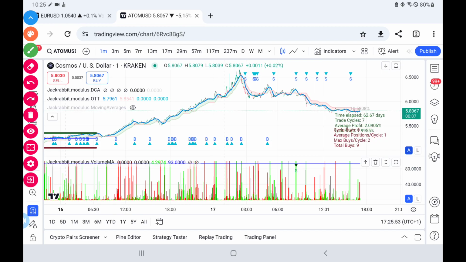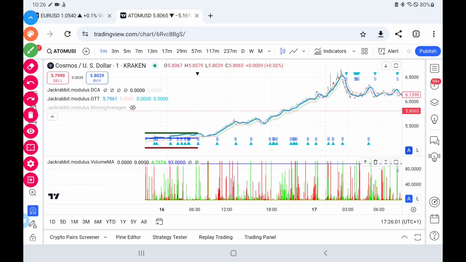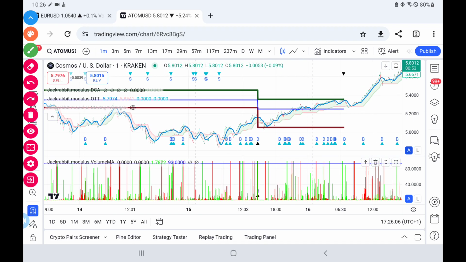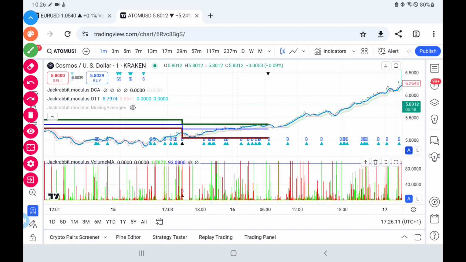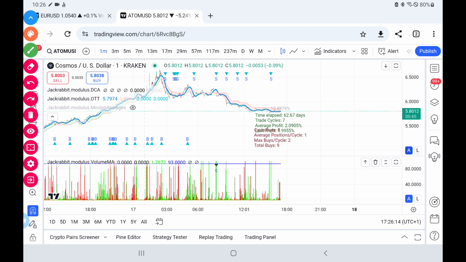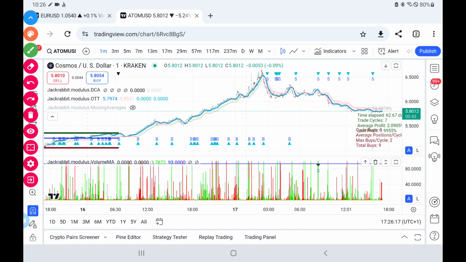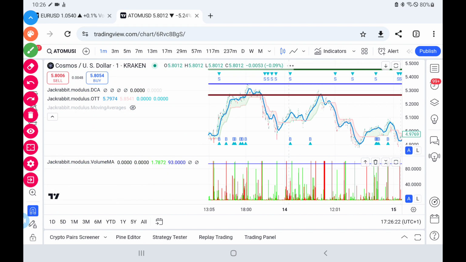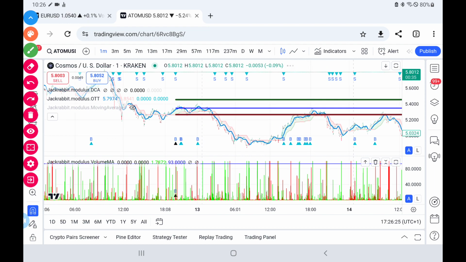Here, Atom is a wonderful opportunity in that it had 7 completed trade cycles. So it had a large amount of volume, but you can see that it also had some accumulation, which isn't bad. For example, it took in a maximum of 2 positions per cycle. That's reasonable, as we can see on the chart. So understanding the dynamics of your market is absolutely critical.